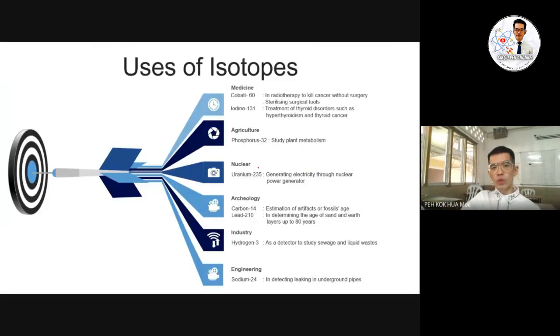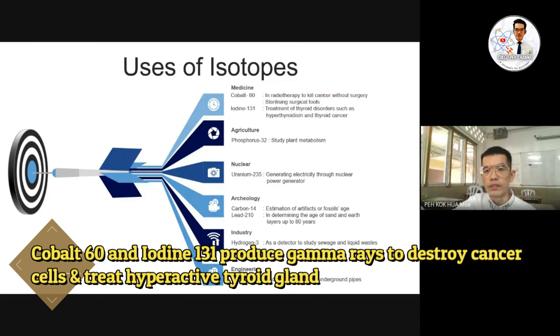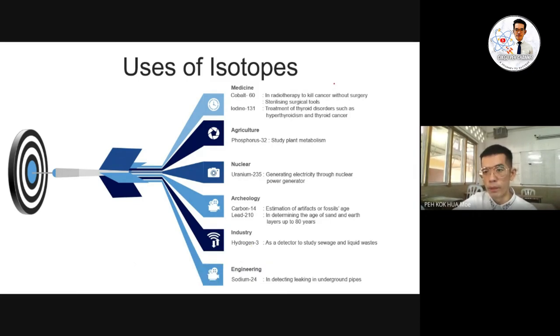Okay, so here is actually quite straightforward information. You just need to memorize, okay? So the applications or the uses of the isotopes. Here we have cobalt-60. The application here is in radiotherapy to kill cancer without surgery. That means they're using gamma rays. Gamma rays have very high penetration power, can penetrate through your skin, and are able to kill the cells.